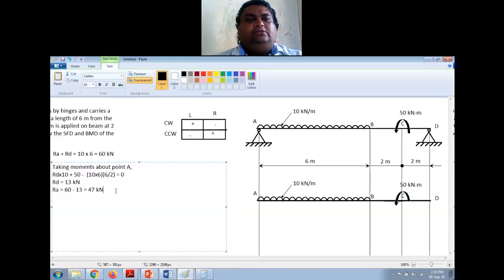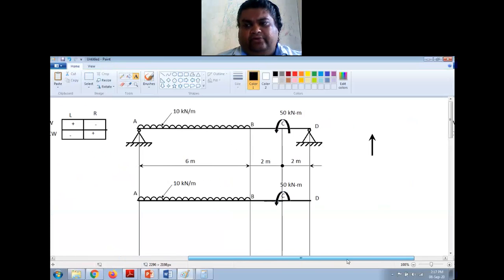Okay. Now since both the reactions that I have obtained are positive, that means the directions I have assumed are correct. I had assumed RA and RD both as upward, right? So if I get the reactions as positive in this step, that means my assumed direction is correct. If I get negative, then whatever direction I had assumed is wrong. It is in the opposite direction.